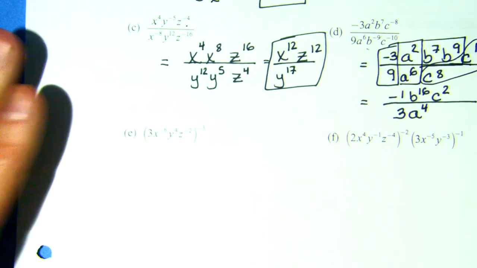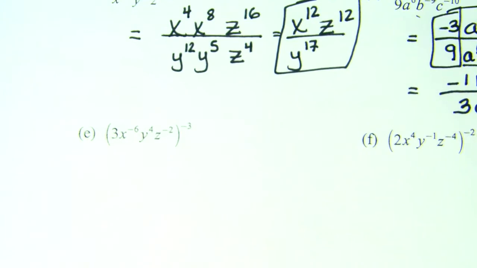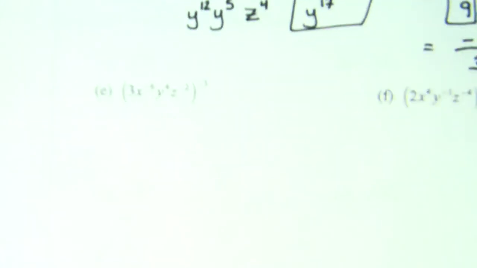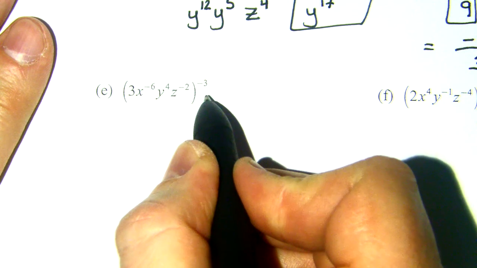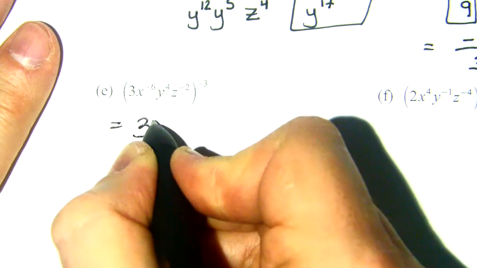Letter E. Zoom in so maybe you can see it a little bit clearer. Letter E. I'm going to start by distributing my exponents. What is 3 to the negative 3? I'm just going to write it like that. I'm just going to say 3 to the negative 3.